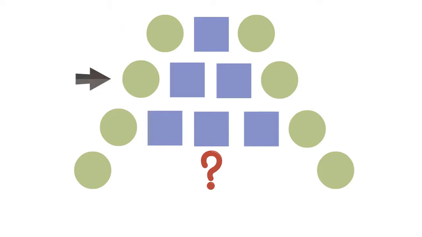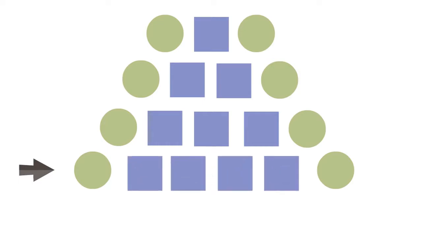The second line is similar to the first, except there are 2 squares in between the green circles instead of just 1. This third line is just like the second line, except there are 3 blue squares in between the green circles instead of 2. Notice a pattern? So let's complete this pattern. How many blue squares are in this fourth line? Yeah, 4. The fourth line has 4 blue squares in between the green circles.